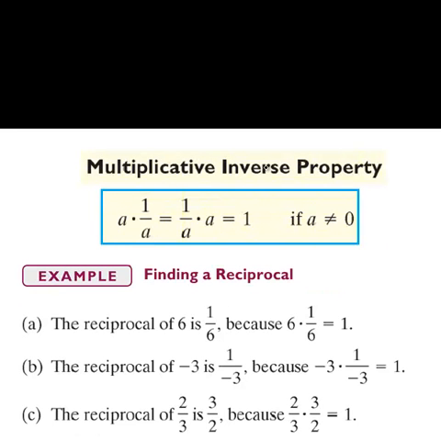Same thing with multiplicative inverse. When you're going to find the multiplicative inverse of a number, you're going to find some other real number such that the first number times the second number is 1. So the multiplicative inverse is the same thing as the reciprocal. 6 and 1/6 are multiplicative inverses of each other. They're reciprocals, same thing, because 6 times 1/6 is 1. The reciprocal of negative 3 is negative 1/3. The reciprocal of 2/3 is 3/2.